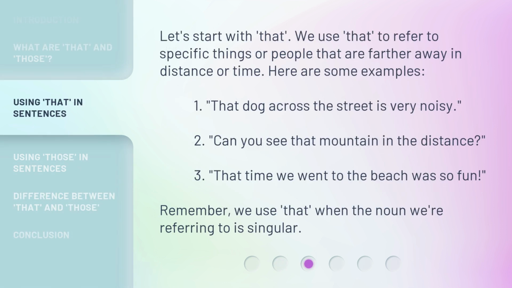Let's start with that. We use that to refer to specific things or people that are farther away in distance or time. Here are some examples. 1. That dog across the street is very noisy. 2. Can you see that mountain in the distance? 3. That time we went to the beach was so fun. Remember, we use that when the noun we're referring to is singular.